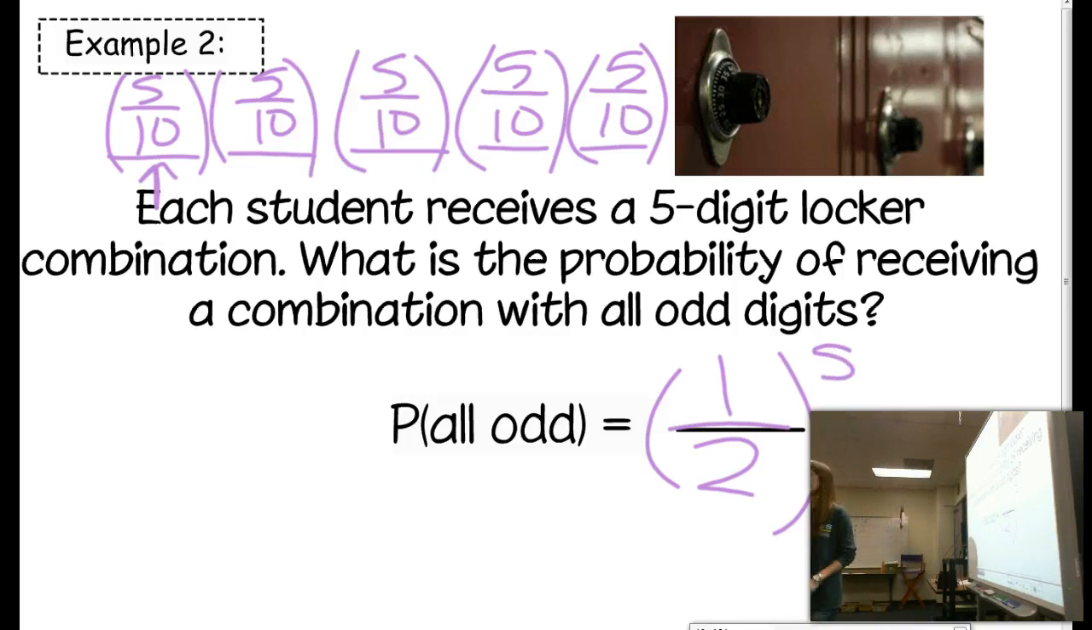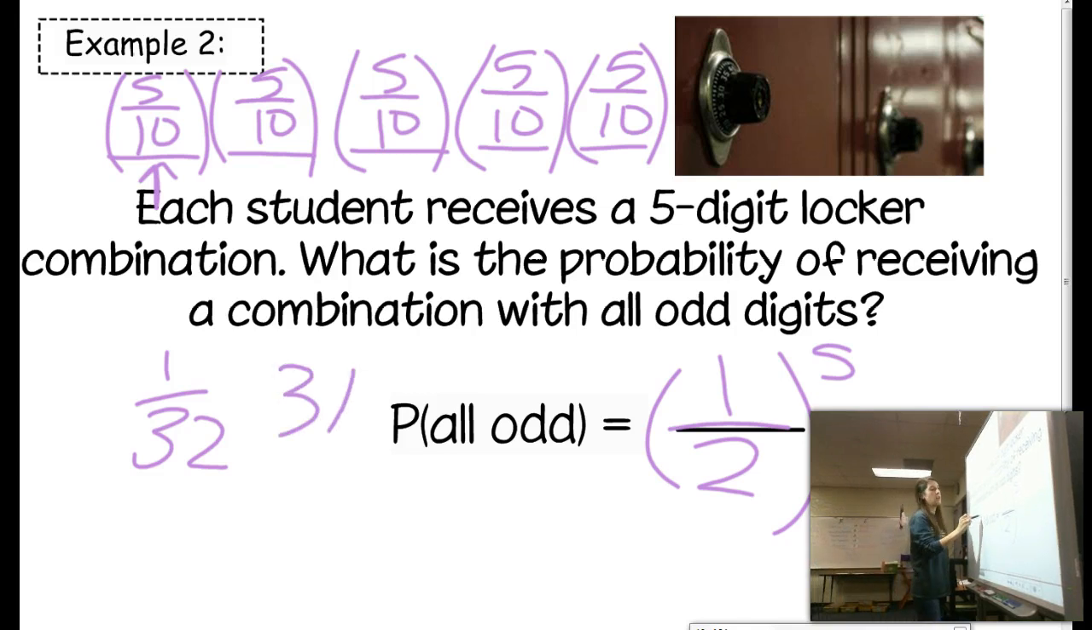Can you do that in your calculator? Parentheses open, 1 divided by 2, parentheses closed. And then raise it to the 5th power. Really small chance, right? Do math enter. And let's do it as a fraction. 1 over 32. Because we like to put our answers in all different forms. And what about as a percent? 3.1%. A 3% chance that all of the digits will be odd. Probably one of those is going to be even, right? 3% chance. Okay.